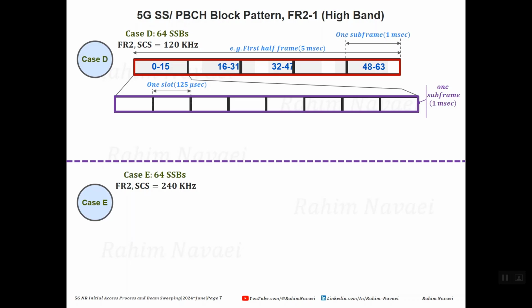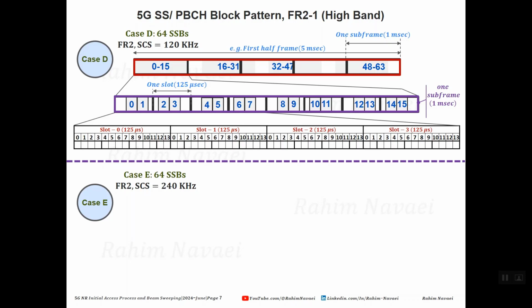For the first 16 SSBs, you can also see the position of SSBs in slot 0 to 7. Here, you can see the starting OFDM symbol of SSB 0 to 7, which are located in slot 0 to 3.